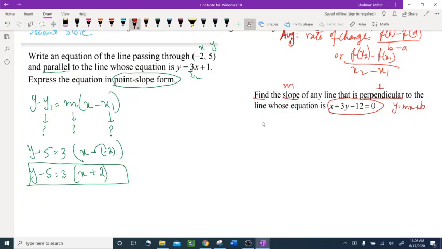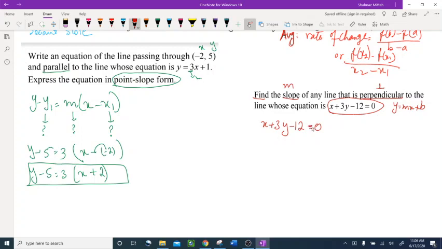So let's change x plus 3y minus 12 equals 0. I have to change this into y equals mx plus b, and then we deal with it. So y, do you see the y is on the left side of the equal sign, and it's positive, and it's all by itself.